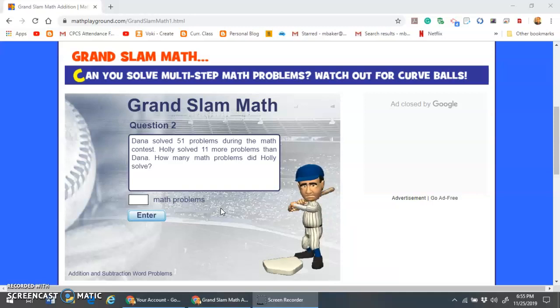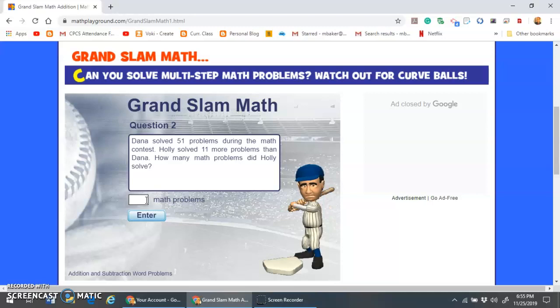Dana solved 51 problems during the math contest. Holly solved 11 more problems than Dana. How many problems did Holly solve? Well, I would have students, if they could, draw lines under the numbers. And the most important thing is how many math problems did Holly solve? Well, this is an addition problem. So you would add 51 plus 11, and your answer would be 62.